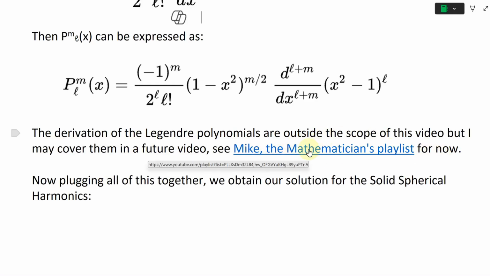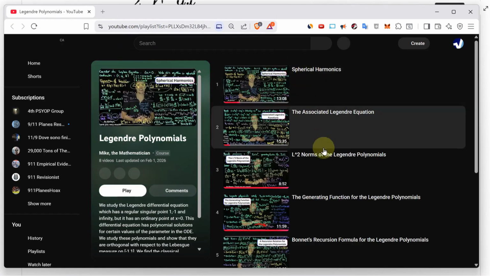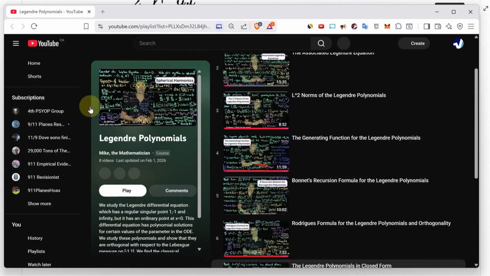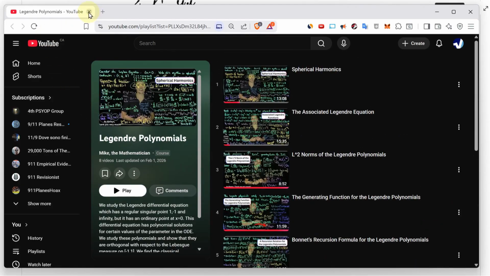So there's a playlist there on solving these. I'll click this to see what happens. If you click the playlist, it has a bunch. He kind of fast forwards the derivation, so you might get lost, hence why I'm doing these videos in a slow motion fashion. All right, so it's loading up. There it is. It says spherical harmonics, associated Legendre equation, and so on. Legendre polynomials. Okay, epic stuff there.